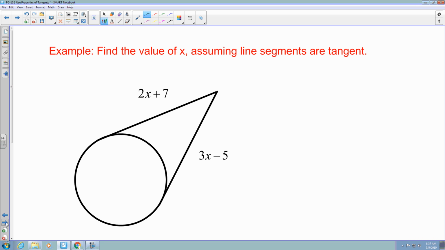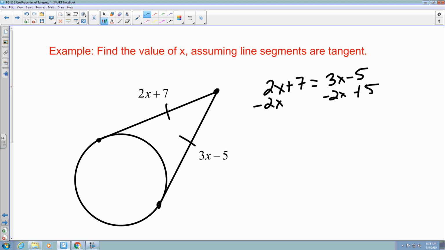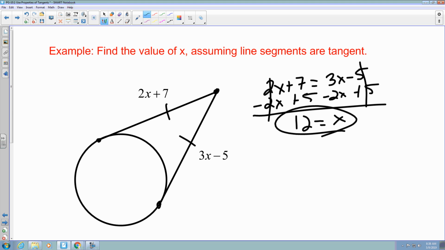So here they want us to find the value of x, assuming line segments are tangent. By looking at the rule that we talked about on the previous page, when you have a point on the outside and they both are tangent here and here, we know that these two line segments are congruent. So all we can say is 2x plus 7 is going to be equal to 3x minus 5. Subtract 2x, add 5, so that cancels. I got 12 here. I have 1x or x here, so x is 12.